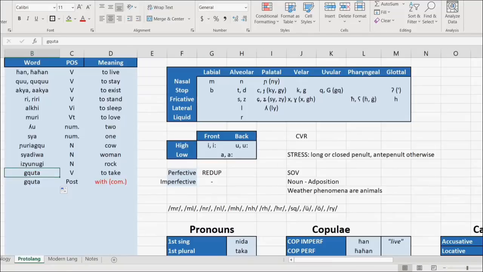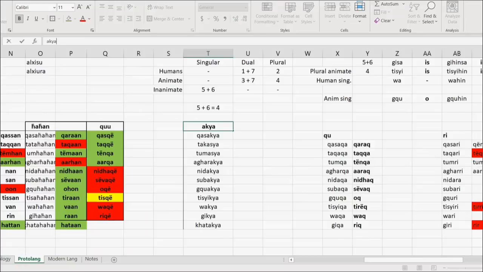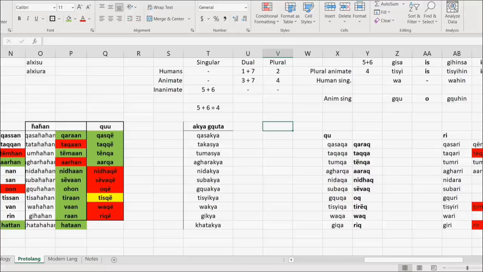Let's try that. So in the proto-lang of roughed in, it meant to take, but it also had at least a commitative meaning, maybe some other meanings as well, but for now we'll just say it's commitative. So we take the akya form. But wait a minute. The word order, at least in the proto-lang, is SOV, which means that any postpositional phrases will come before the verb, and postpositions obviously come after their objects. So it'd be like, I spoon with eat.